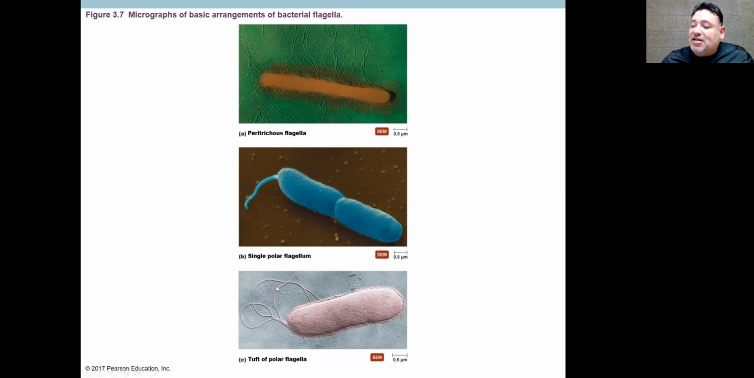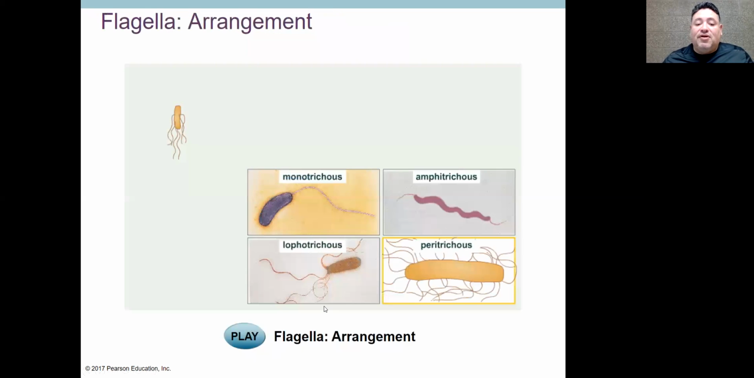What does a tuft mean? It means more than one. So you can see that there's 1, 2, 3, maybe 4 flagella there. So this is a lophotrichous bacterium. Okay, go to the next slide. Here are additional examples. Here's our monotrichous. Here's our lophotrichous. Here's our peritrichous.